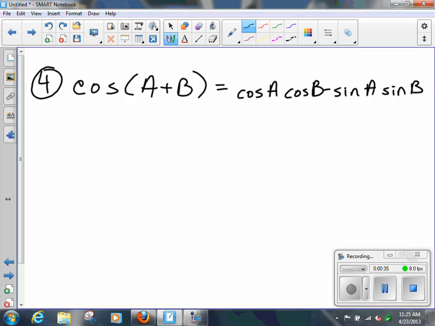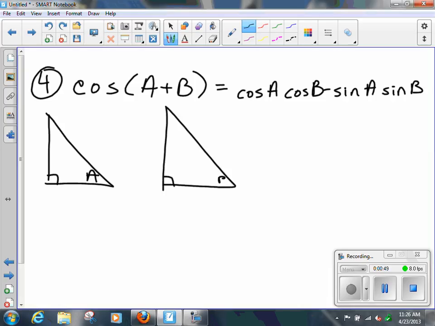The problem, number 4, says find the exact value of the cosine of A plus B if the cosine of A is negative 5/13. Cosine is adjacent over hypotenuse. That's a triple. My third side is 12.